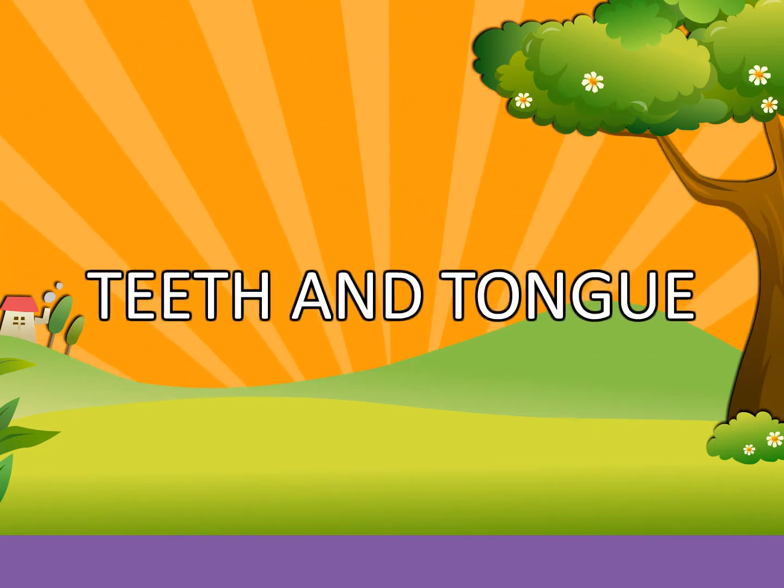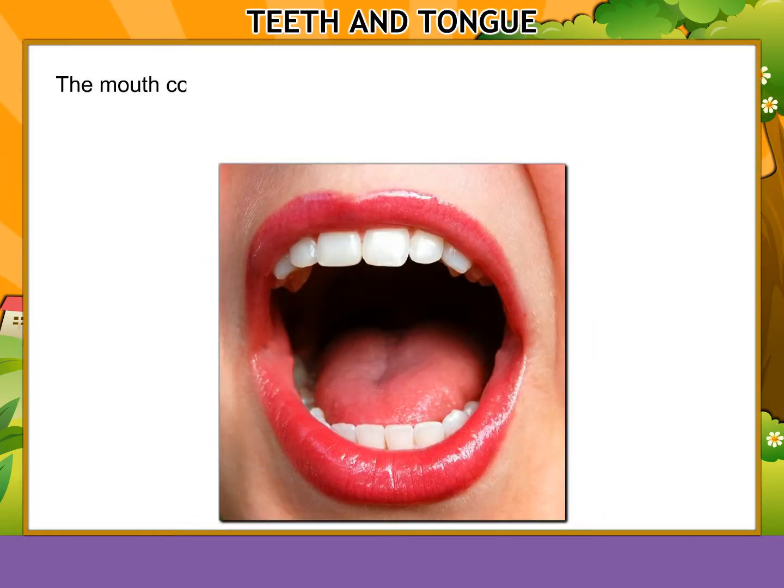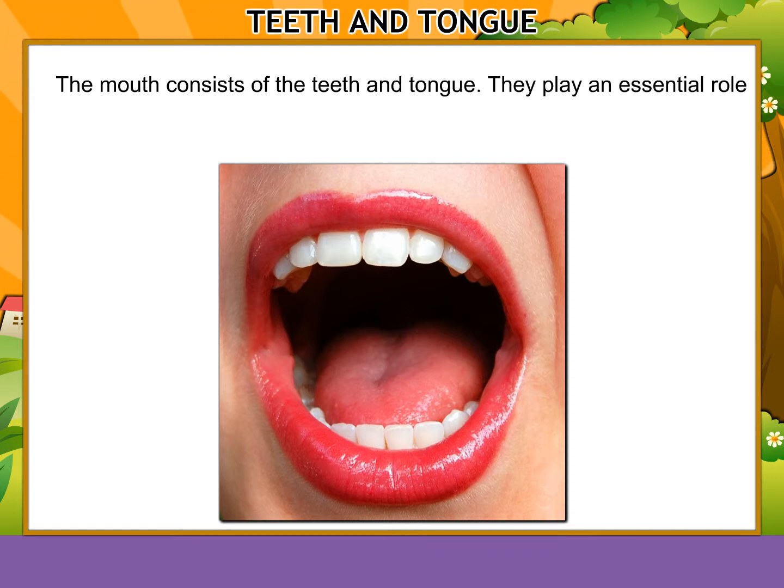Teeth and tongue. The mouth consists of the teeth and tongue. They play an essential role in helping us to digest what we eat.